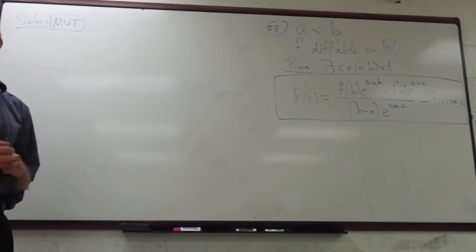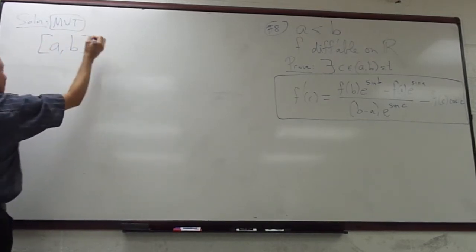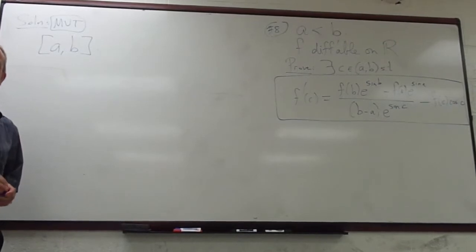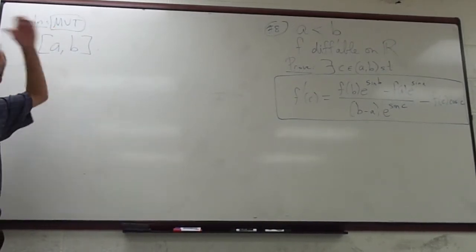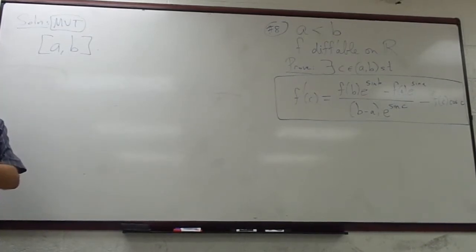Closed interval AB. Oh, where did you get that from? I really should come up with some easier questions. Okay, so we take the closed interval AB, and now for the function, does anybody have an idea what function we should use?